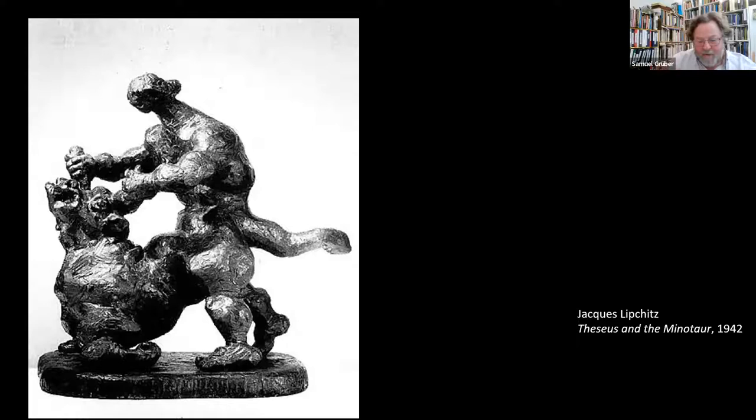And so it's convenient to have David and Goliath, but essentially the same energy is in this Theseus and the Minotaur from 1942. So this is 10 years later, almost. We're well into the war. This could be a war theme. It could be a Holocaust theme. But is it? It's not clear. Is this symbolic? Is the Minotaur the Nazis, just like Goliath was the Nazi? We don't know.